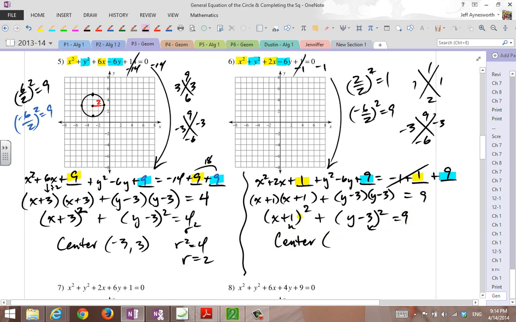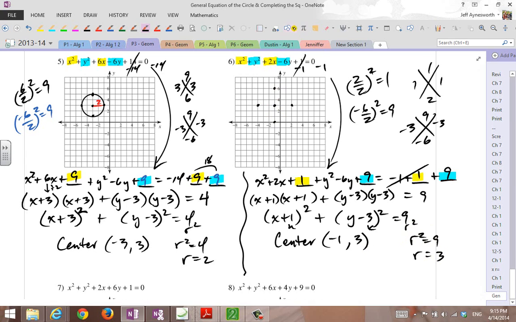X minus a -1 is x plus 1, so the center is at -1 comma 3, and since r squared equals 9, radius is equal to 3. So you go left 1, up 3, plot your radius, plot your center, and then use the radius: go up 3, right 3, down 3, left 3, and then take your compass out again and draw your circle, or sketch it, one of the two. Take a look at it, radius 3 here.